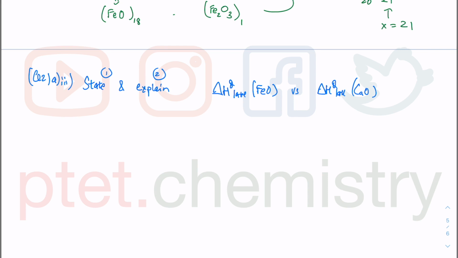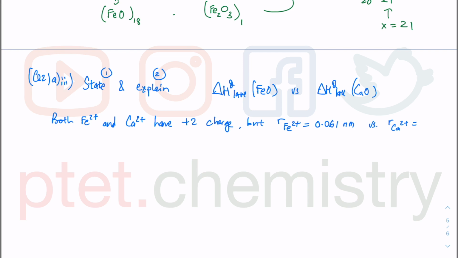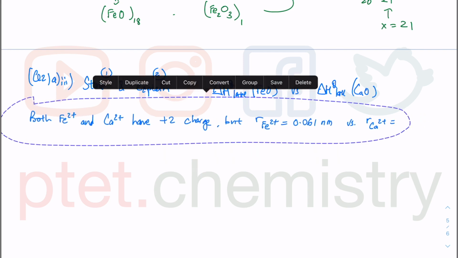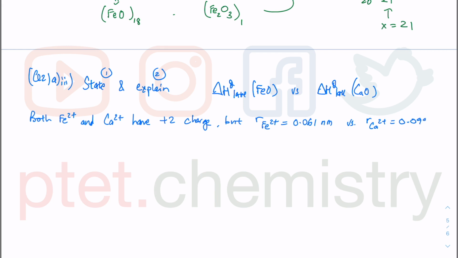So the first thing I will be thinking about really is the charges, and then the sizes. Both Fe2 plus and Ca2 plus have the same +2 charge, but we can look from the data booklet. This is iron 2 oxide. From the data booklet, the ionic, not atomic, ionic radius of iron 2 plus is 0.061 nanometer versus the ionic radius of calcium 2 plus, which you can get as well. All these data are available from the data booklet.